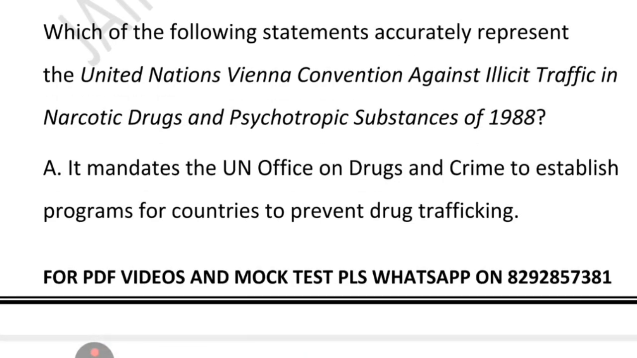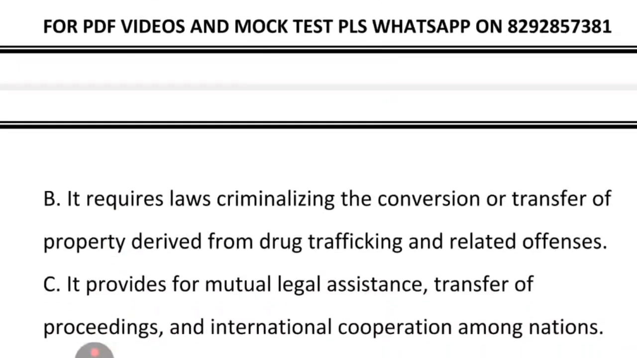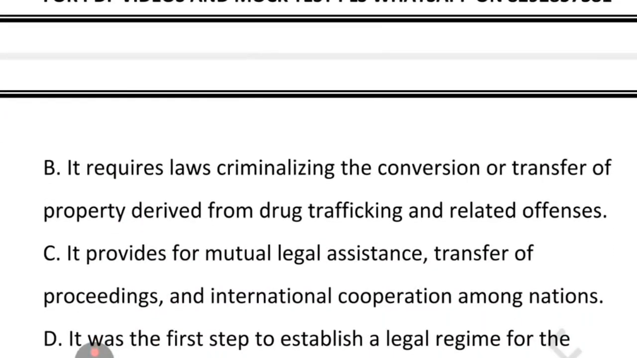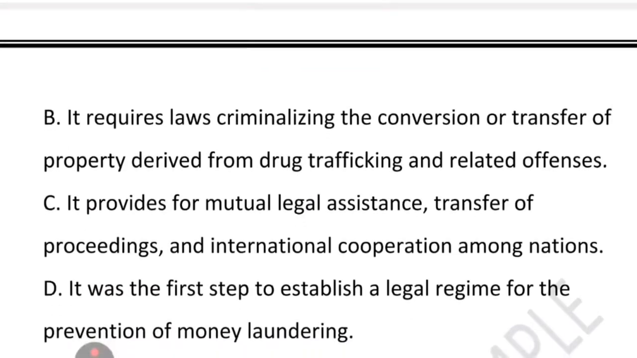Option A, it mandates the UN Office on Drugs and Crime to establish programs for countries to prevent drug trafficking. Option B, it requires laws criminalizing the conversion or transfer of property derived from drug trafficking and related offenses. Option C, it provides for mutual legal assistance, transfer of proceedings, international cooperation among nations. Option D, it was the first step to establish a legal regime for the prevention of money laundering.